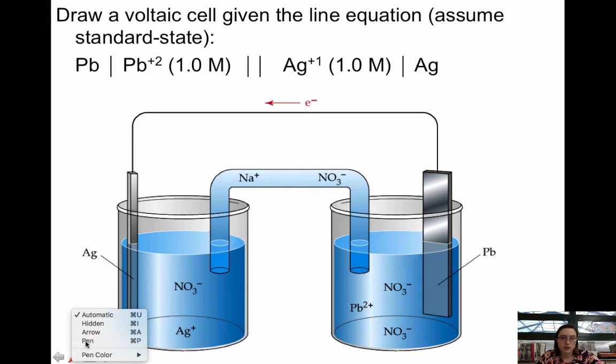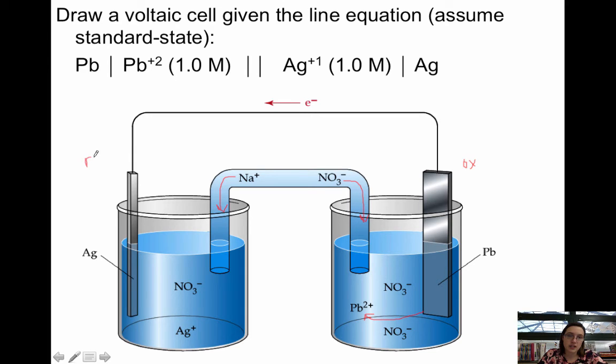What I want you to remember is that the Na+ is going to go toward the cathode, the NO3 minus is going to go toward the anode. And then also think about what happens in oxidation. So remember, this is the anode, so this is the oxidation. In oxidation we go from Pb to Pb2+. So the lead is actually going to come off in solution as Pb2+.